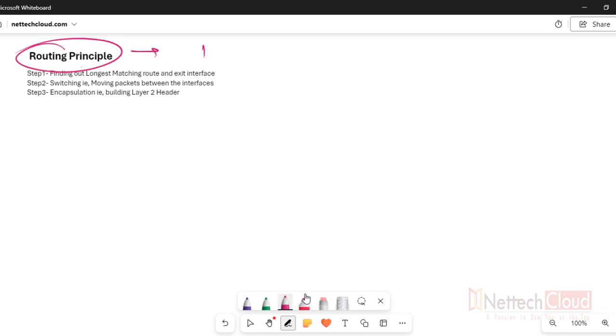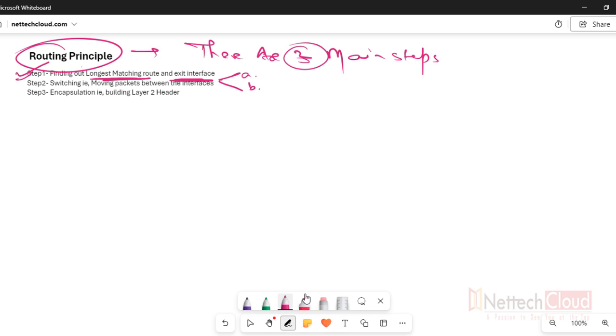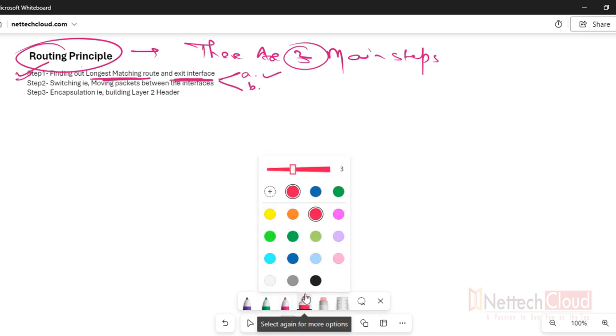The routing principle means in total there are 3 main steps in IP routing. Step number 1, finding out the longest matching route, and then the second part is finding out the exit interface. Means in step number 1 there are 2 parts. First, finding out the longest matching route. So what do we mean by longest matching route? Let's understand the first point and then the second one, the exit interface.